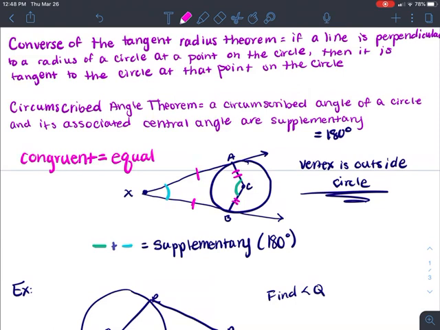So that's really important. AC and BC are our radii. So our radii are always equal to each other. We're going to be using these properties to solve some examples.